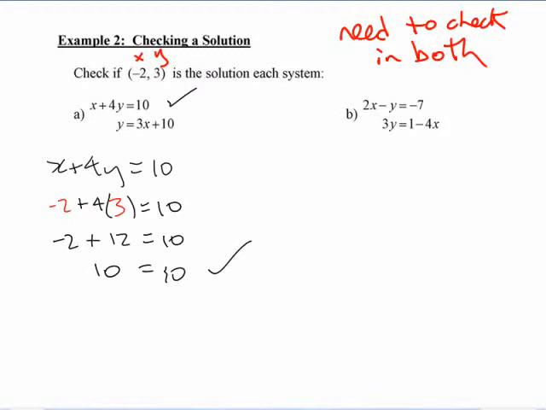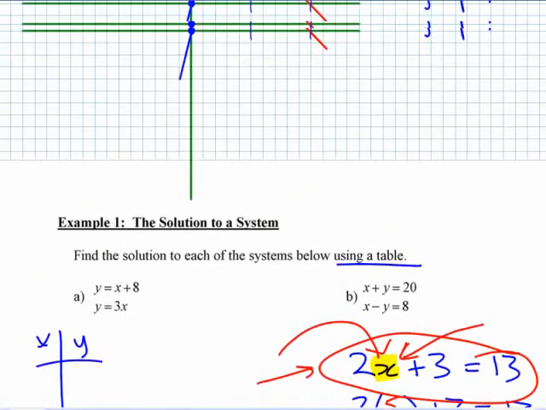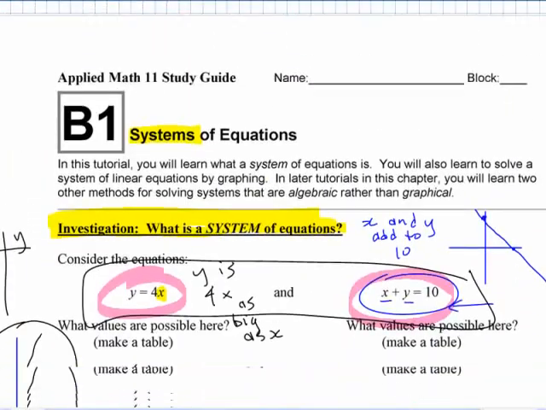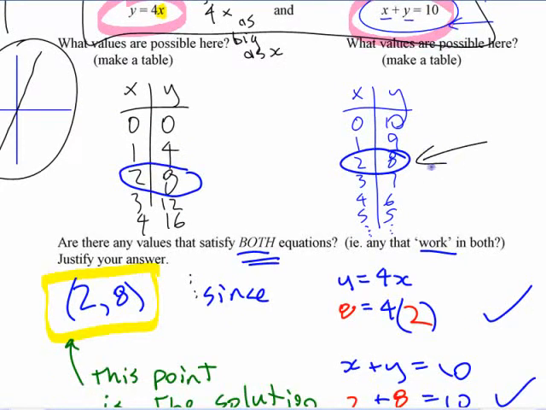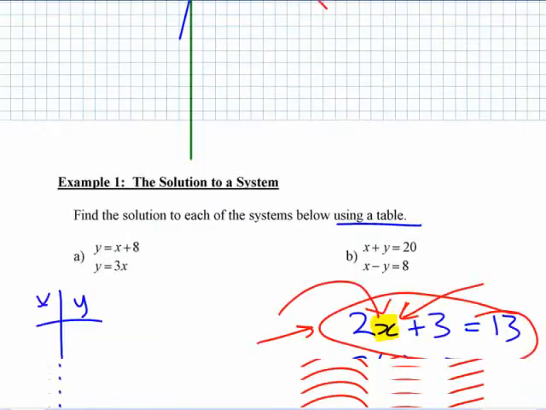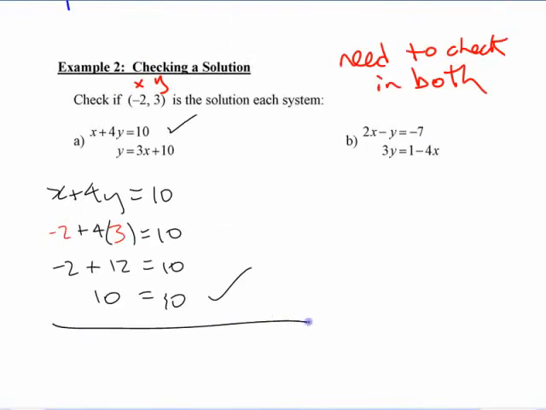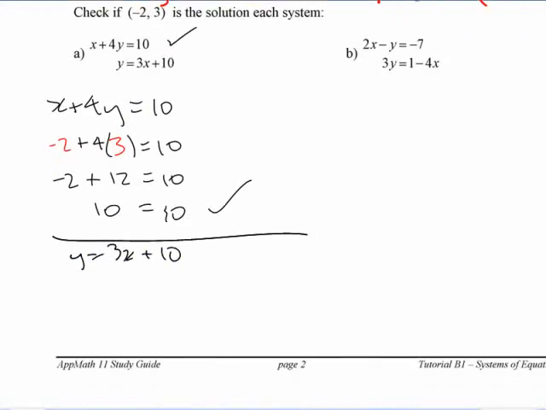Remember the table that we talked about? The one that's the solution, I'm just going back here for a second. The one that's the solution worked for both equations. It was in both tables. So if you're checking it, you've got to see that it works in both. So try it in the other one as well. Try it in the second equation. y equals 3x plus 10. And then put the numbers in and see.